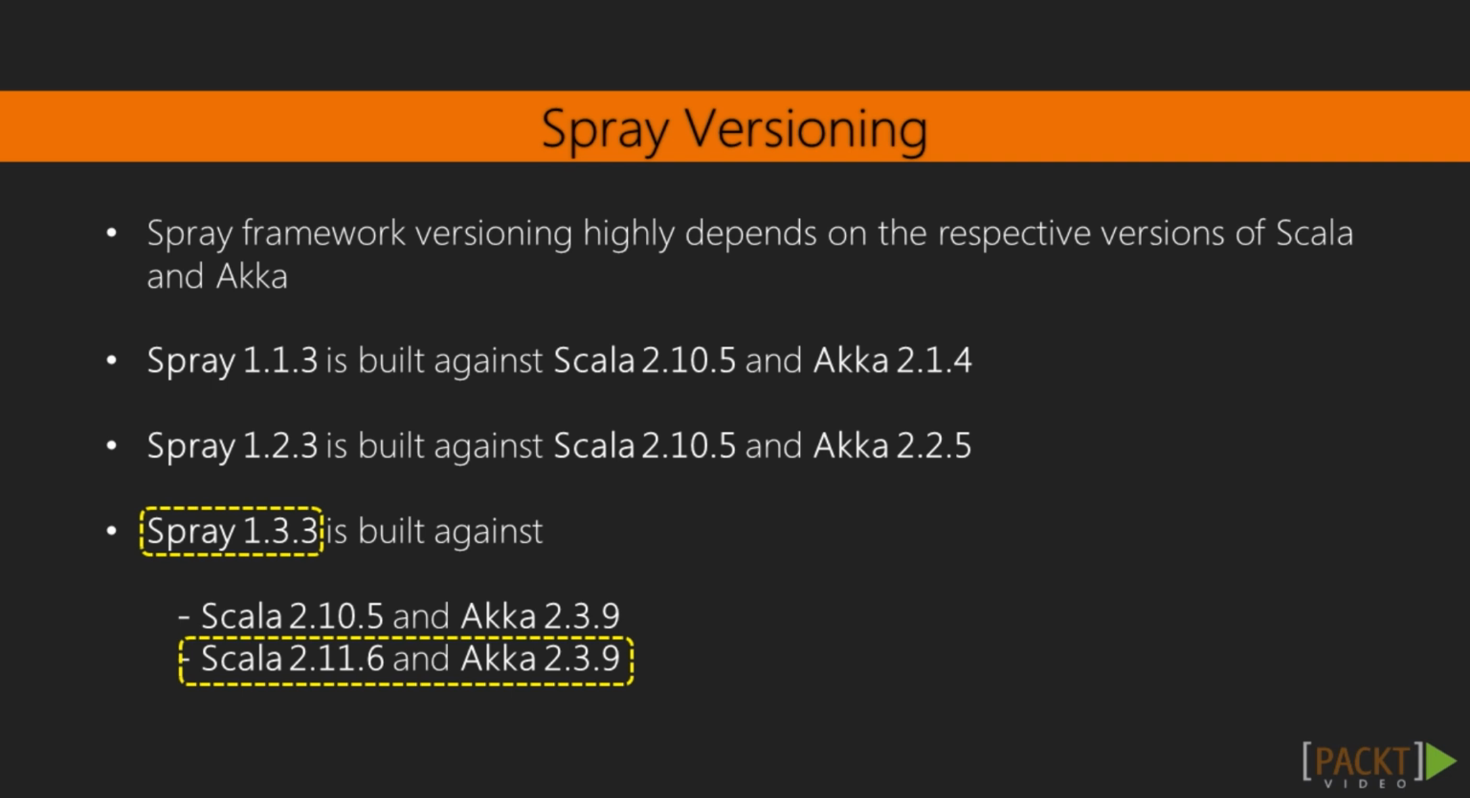Along this course, we're going to use the latest version, 1.3.3, of the Spray framework, built on top of Scala 2.11.6 and Akka 2.3.9. In this video, we have seen the Spray framework in general, mentioned its philosophy and design principles, and outlined our choice of the Scala, Akka, and Spray versions we are going to use from now on. The knowledge we have gained in this video should be of great help as we move forward and start building RESTful web services with Spray.